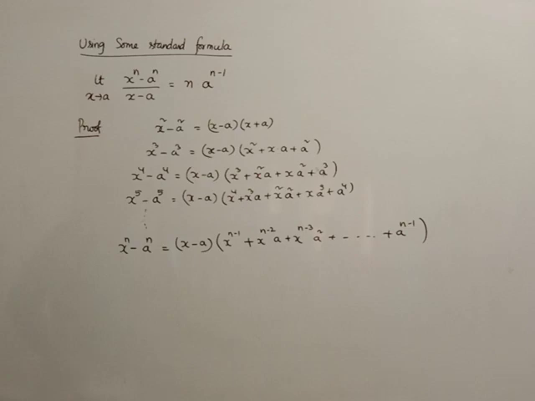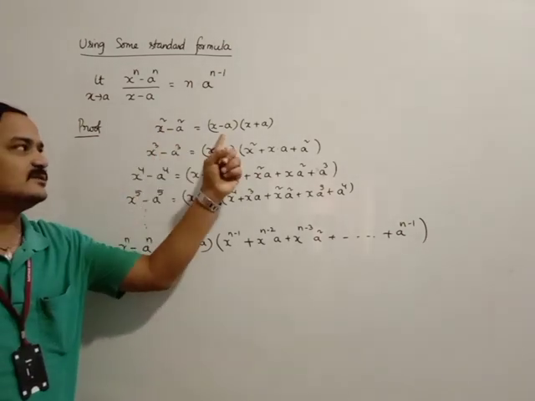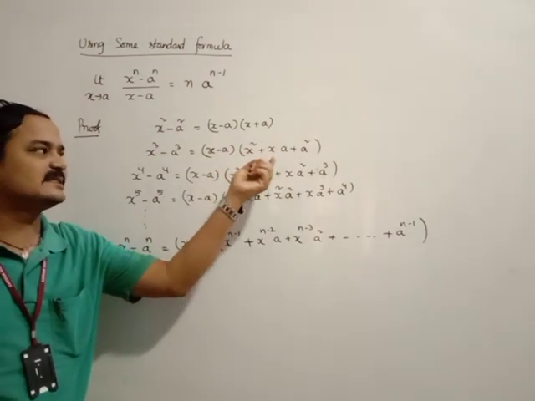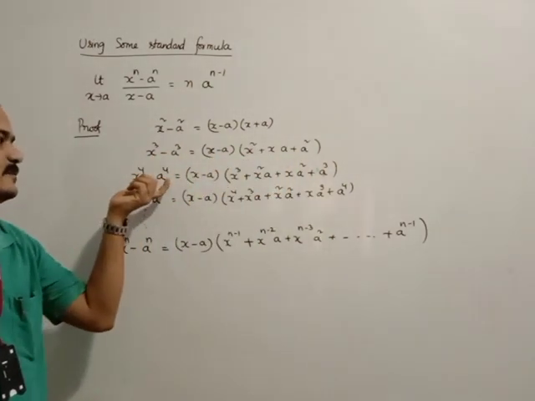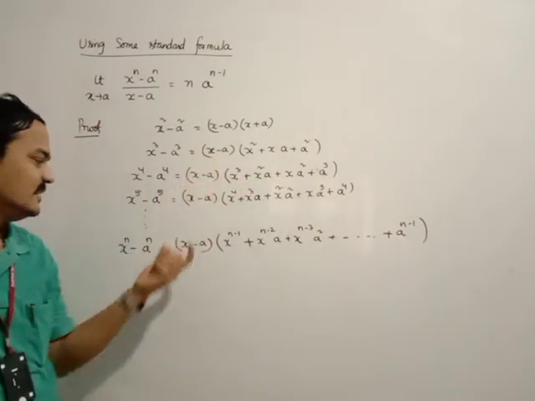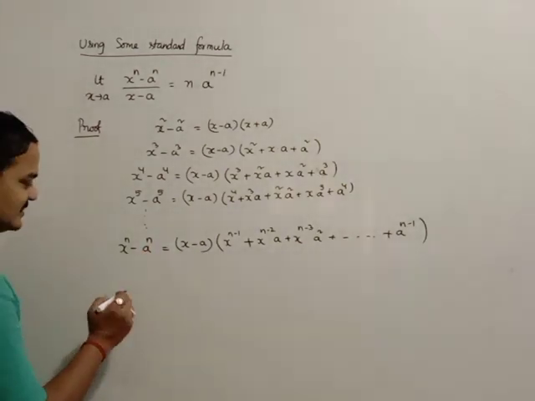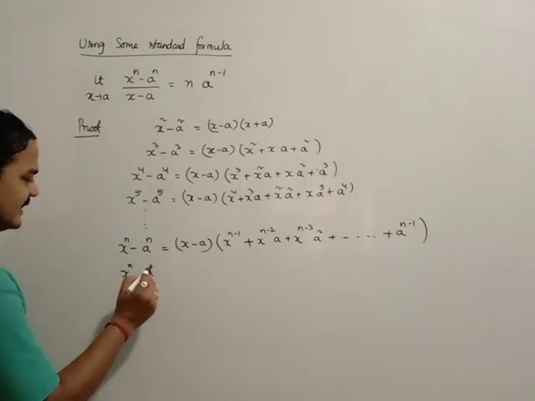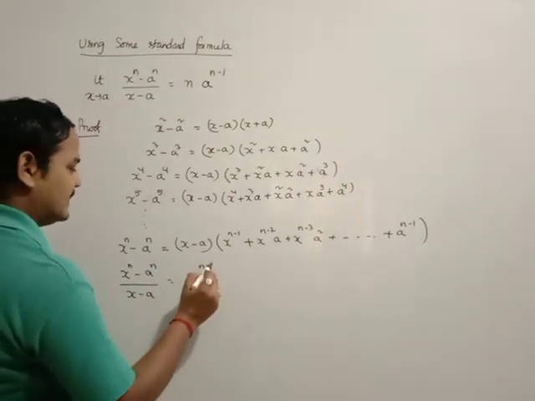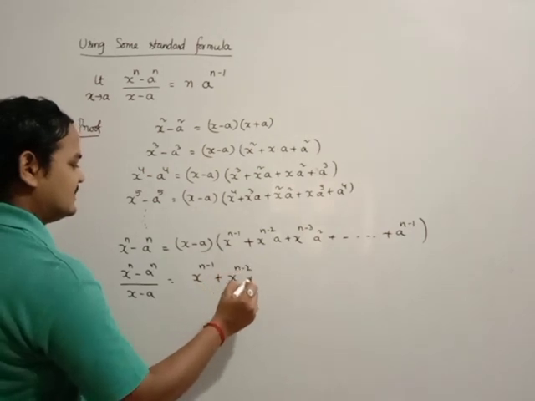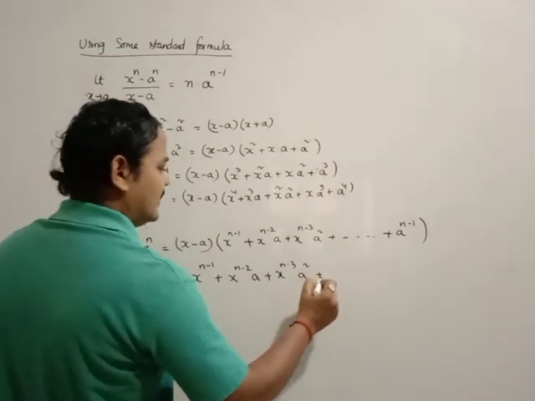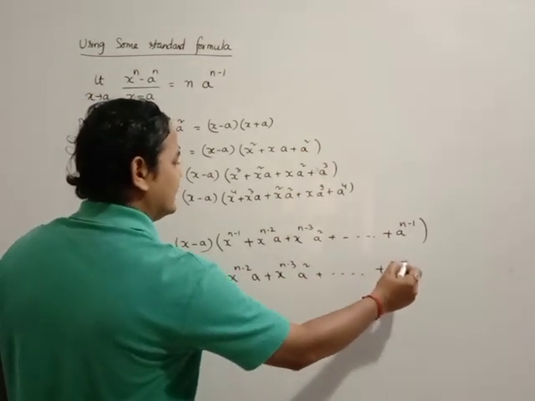Again, I repeat, just see carefully. x square minus a square, you know that a minus b into a plus b. a cube minus b cube is (a minus b) into (a square plus ab plus b square). a to the power of 4 minus b to the power of 4 is (a minus b) into (a cube plus a square b plus ab square plus b cube). Similarly, take this term to this side: (x to the power of n minus a to the power of n) by (x minus a) is equal to x to the power of n minus 1 plus x to the power of n minus 2 into a plus x to the power of n minus 3 into a square, and so on, plus a to the power of n minus 1.